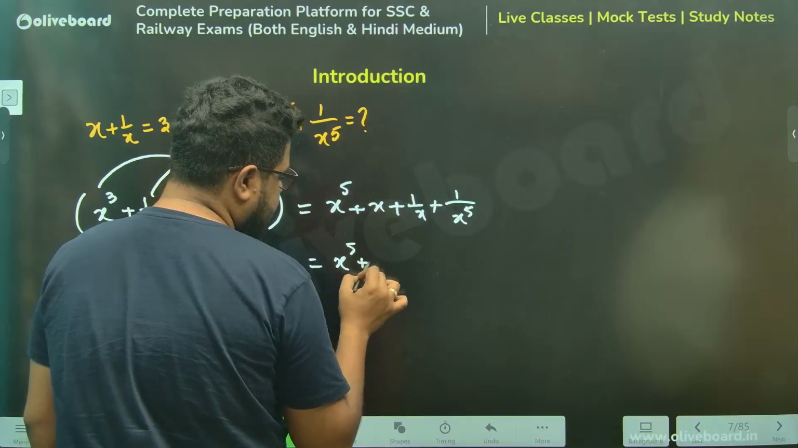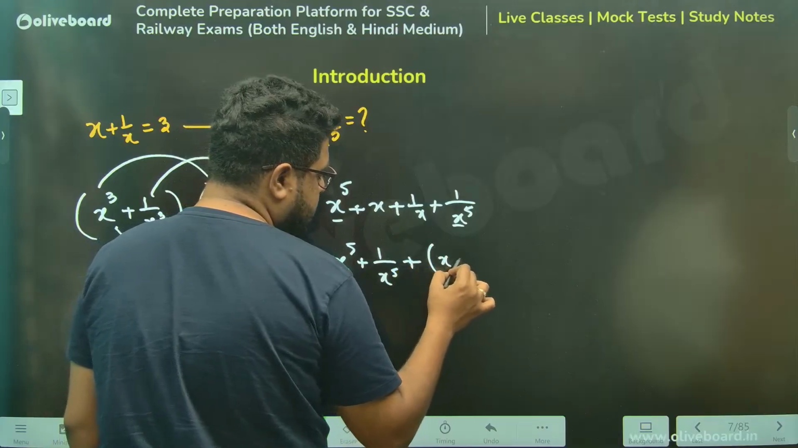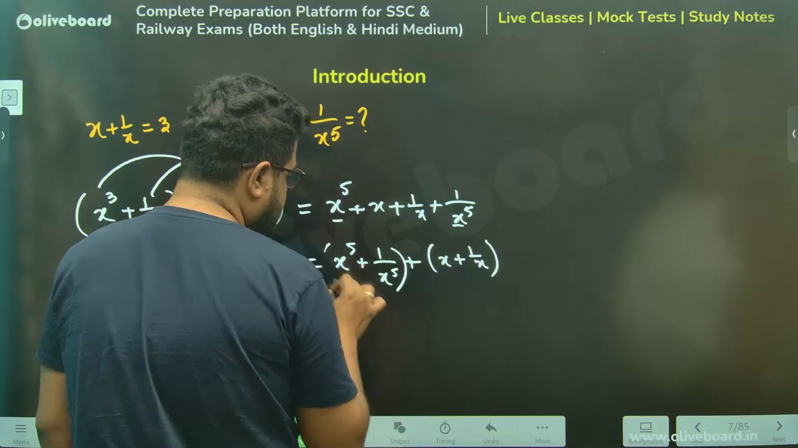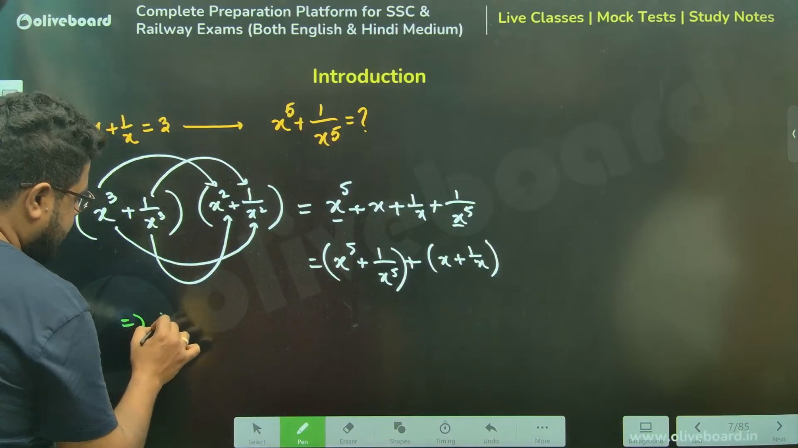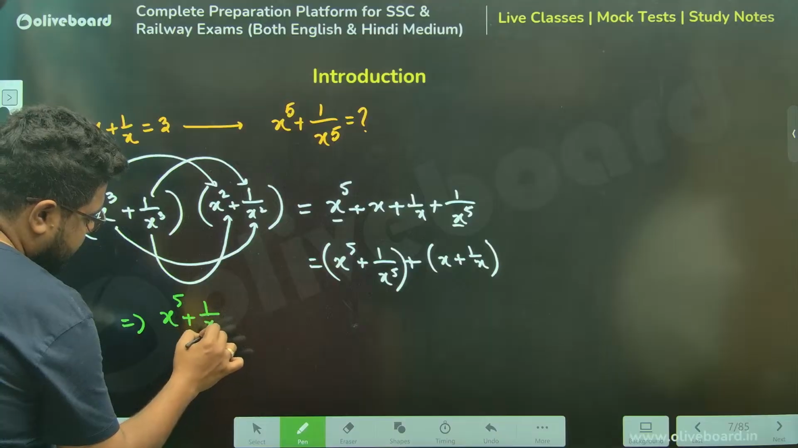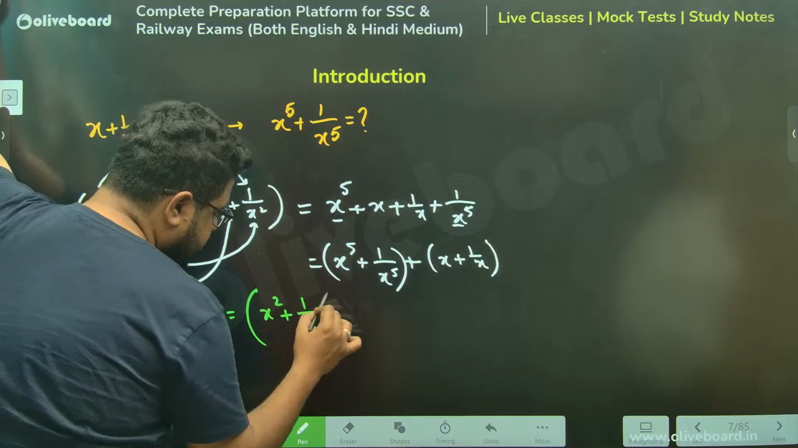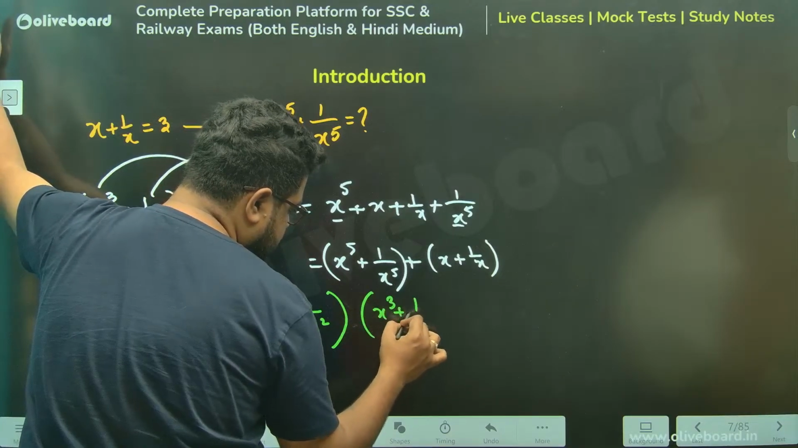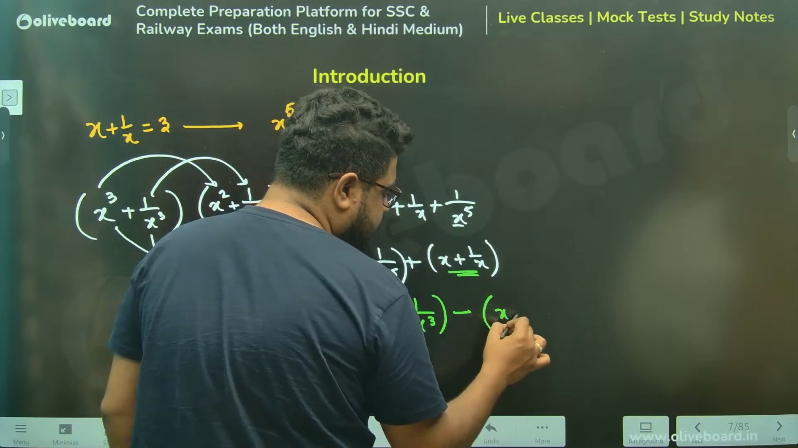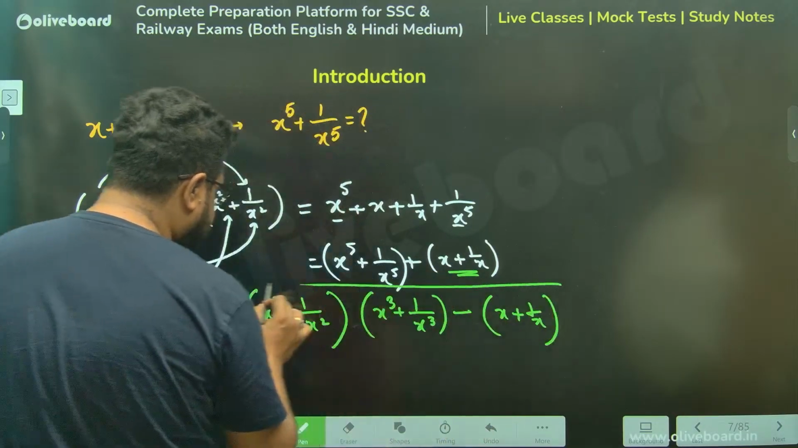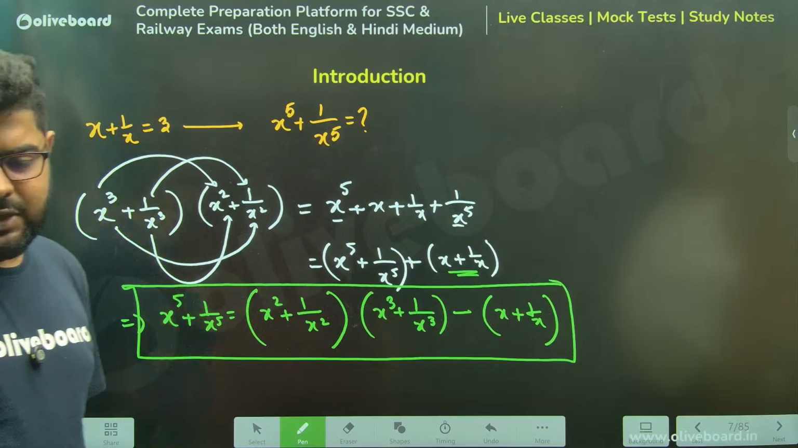So, I'm getting x to the power 5 plus 1 by x to the power 5 plus, sir, this. So, ultimately, what I'll be getting is x to the power 5 plus 1 by x to the power 5 if I want to find. That will be, sir, this multiplication minus of this. This is how we make our own formula, sir.